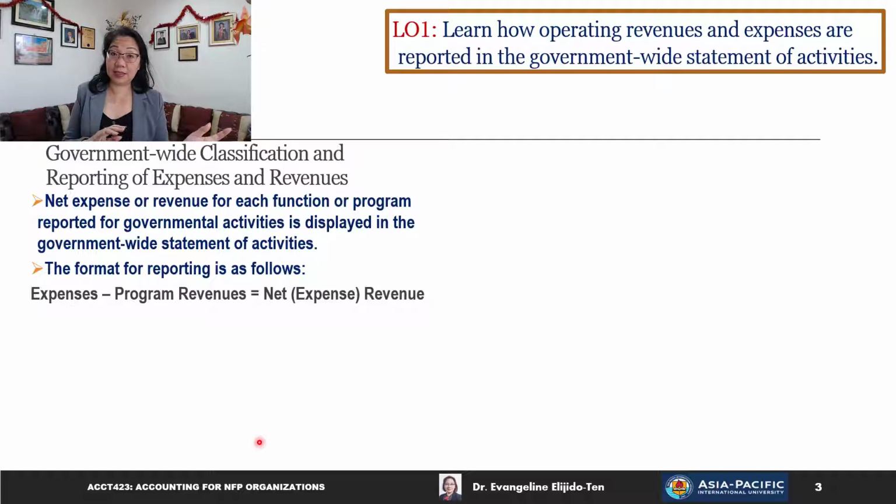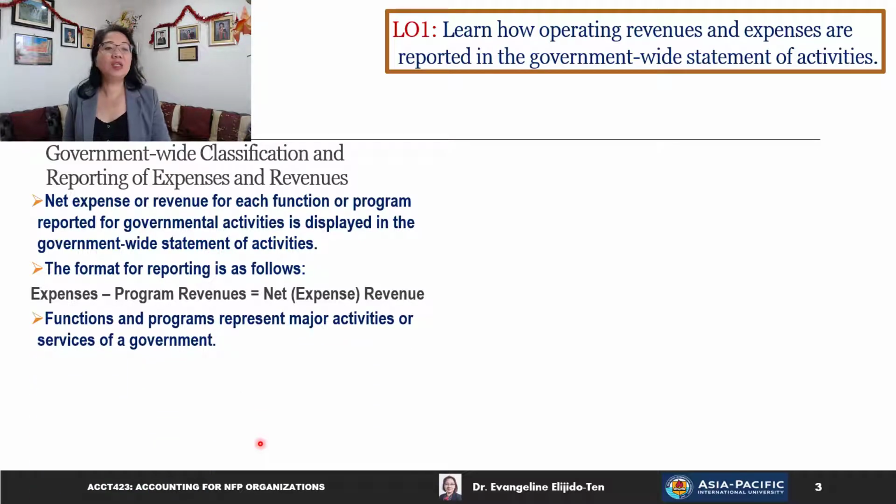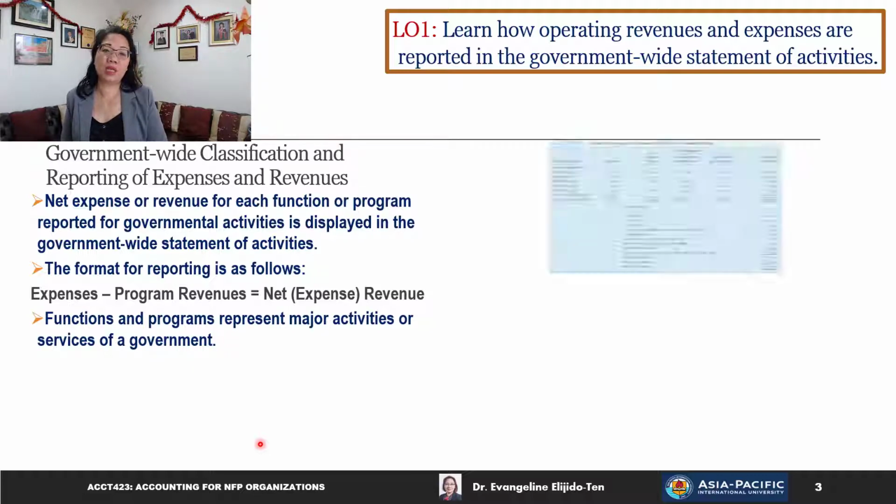If the expenses are greater than the program revenues, then it will have a net expense and it will be in brackets, just like what you've learned in financial accounting. When it's net loss, it is in brackets. So when it's net expense, it is in brackets. If it is net revenue, it will not be in brackets. Functions and programs represent major activities or services of the government.